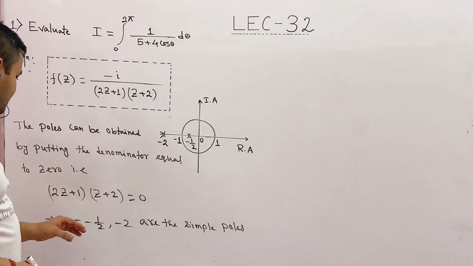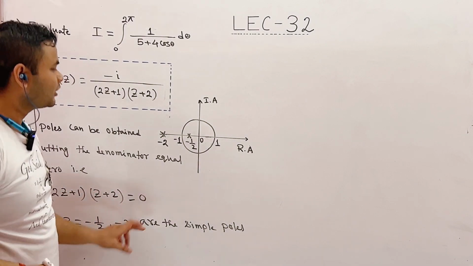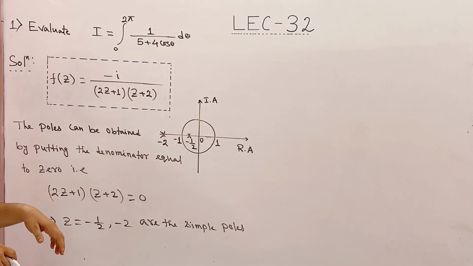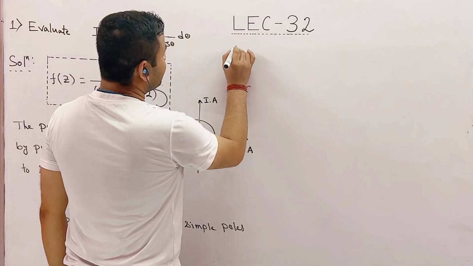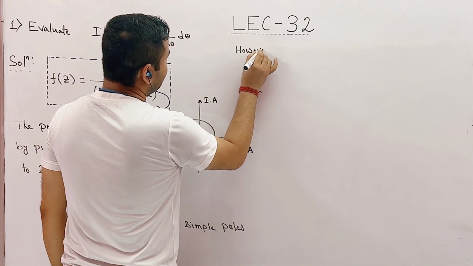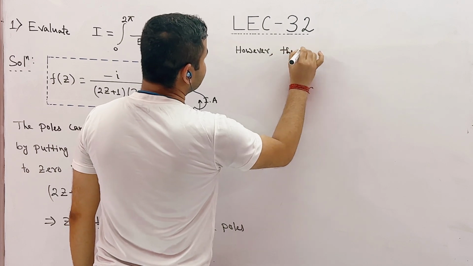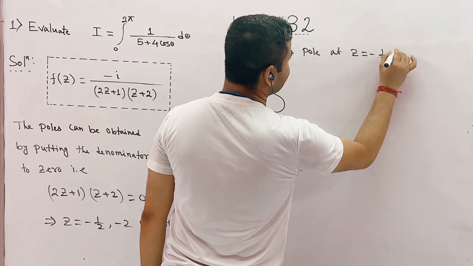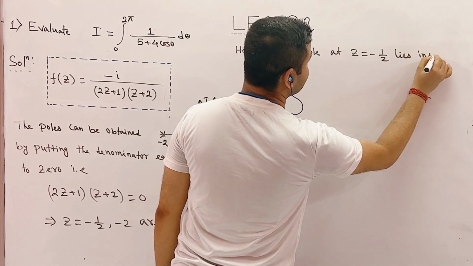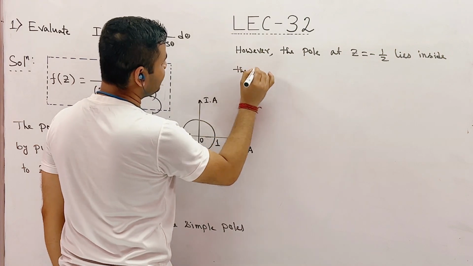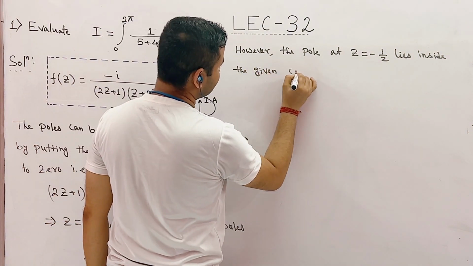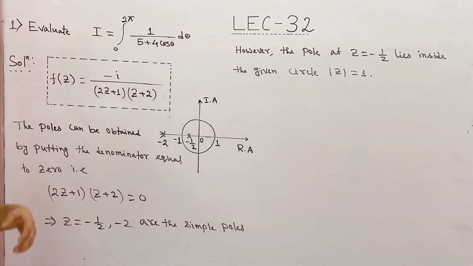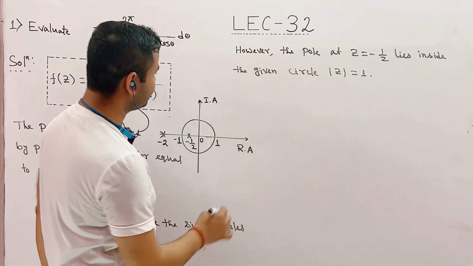Again, we have seen that out of these two poles, only the pole at z equal to minus half lies inside the given circle modulus of z equal to 1. So, let me write these points. However, the pole at z equal to minus half lies inside the given circle |z| = 1. Now, let us find out the residue at the pole z equal to minus half.